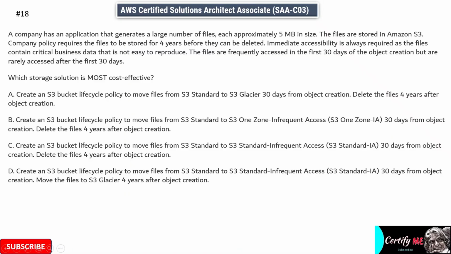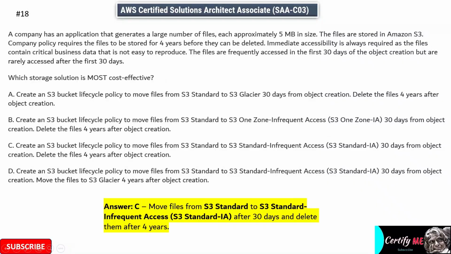Option C. Create an S3 bucket lifecycle policy to move files from S3 Standard to S3 Standard-Infrequent Access 30 days from object creation. Delete the files 4 years after object creation. Option D. Create an S3 bucket lifecycle policy to move files from S3 Standard to S3 Standard-Infrequent Access 30 days from object creation. Move the files to S3 Glacier 4 years after object creation.